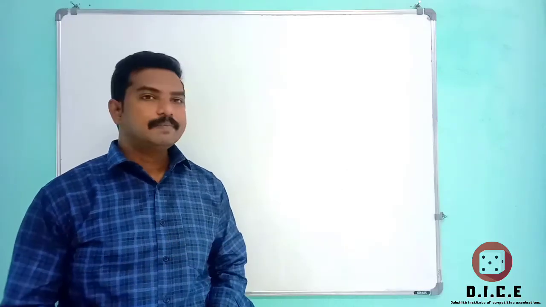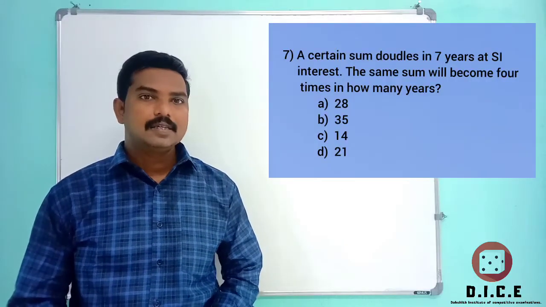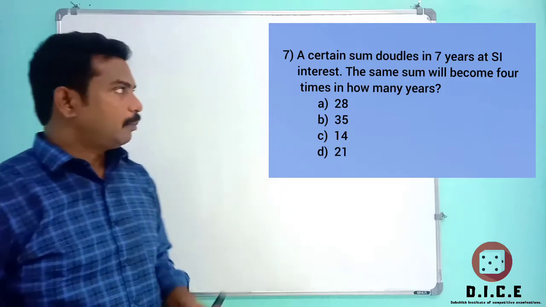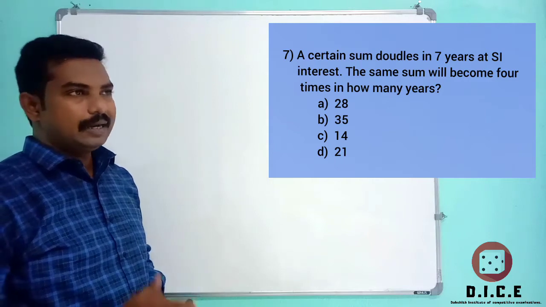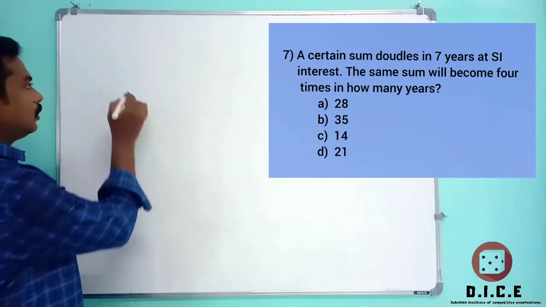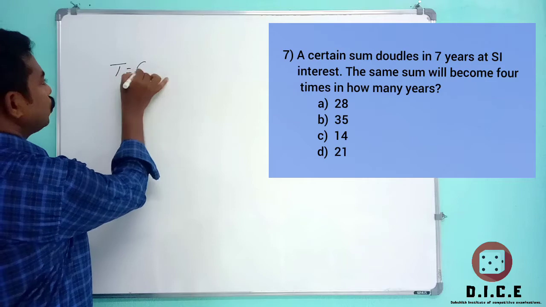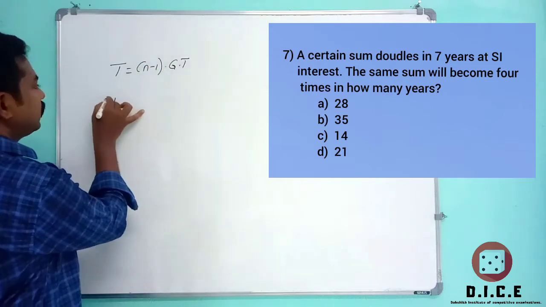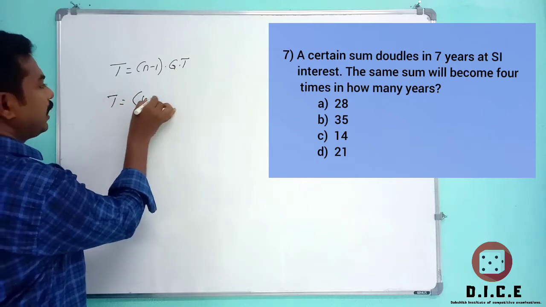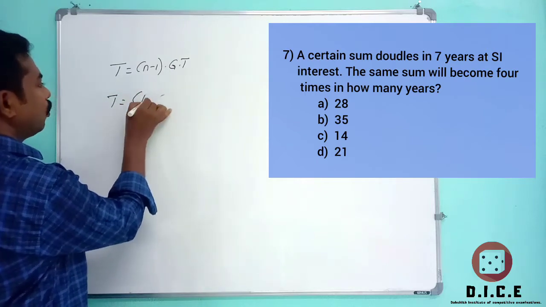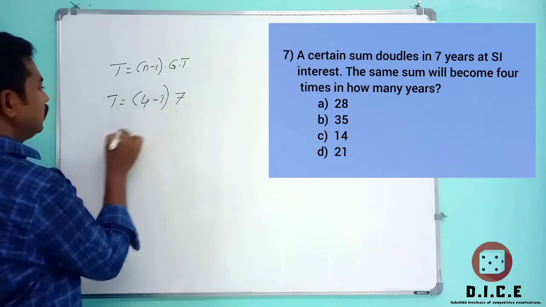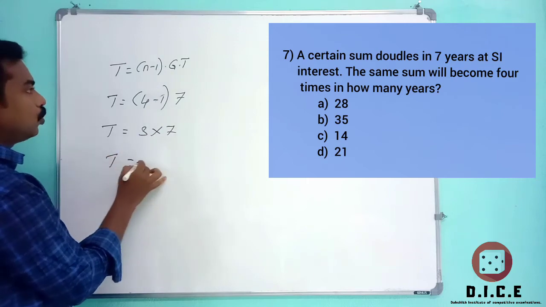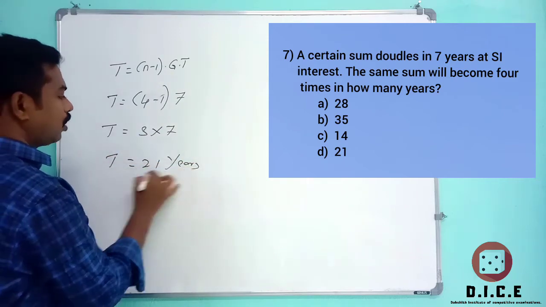If you see the next question here, a certain sum doubles itself in 7 years. It is asking in how many years it will become 4 times itself. It can be done in the detailed process, but it takes a lot of time. There is a formula to find time: t is equal to (n minus 1) into the given time. It should become 4 times, that is 4 minus 1, and the given time is 7. That is nothing but 3 into 7. The time is equal to 21 years according to the formula.